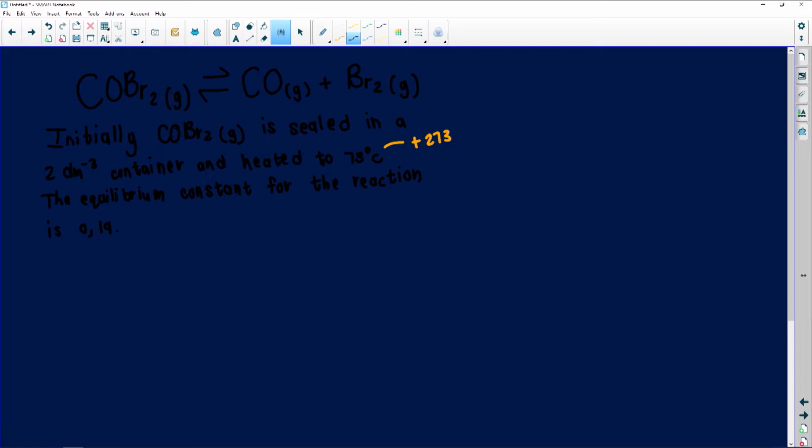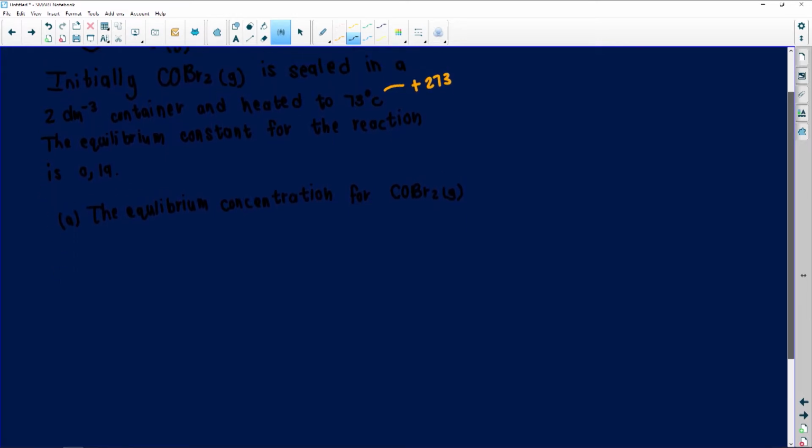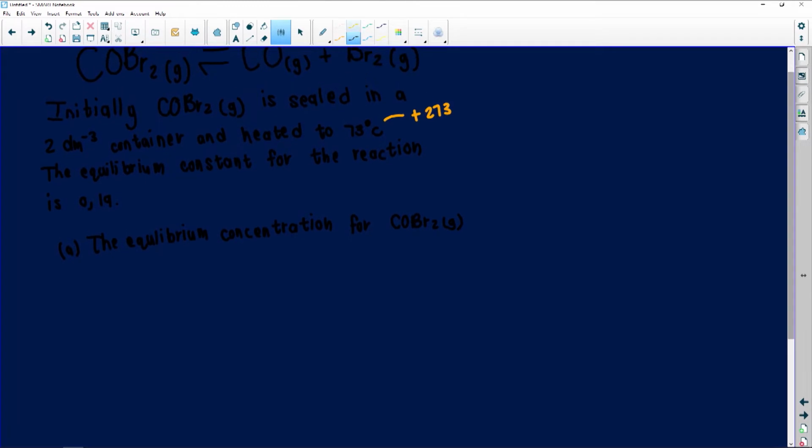And now the question that I've got, I'm just going to name this A. It says we must calculate the equilibrium concentration for COBr2 gas. It's actually very, very simple. I'm just going to go down a little bit. Let me rewrite this quickly.